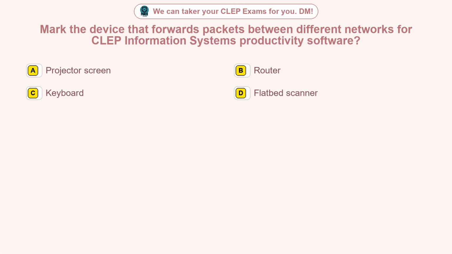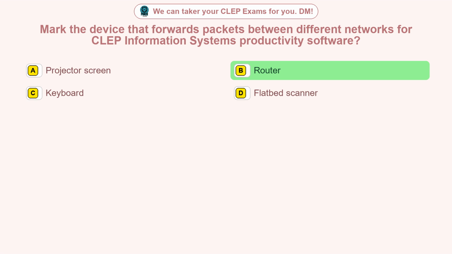Question 56. Mark the device that forwards packets between different networks for CLEP Information Systems productivity software. Option A. Projector screen. Option B. Router. Option C. Keyboard. Option D. Flatbed scanner. The correct answer is option B.